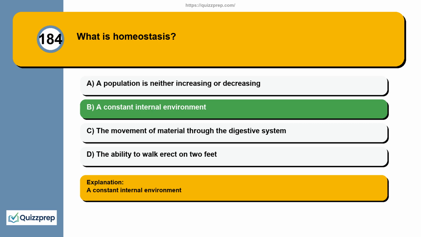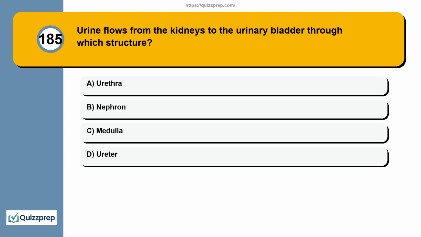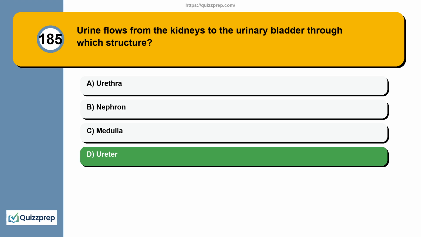A constant internal environment. Question 185. Urine flows from the kidneys to the urinary bladder through which structure? Option A, urethra. Option B, nephron. Option C, medulla. Option D, ureter. The correct answer is option D, ureter.